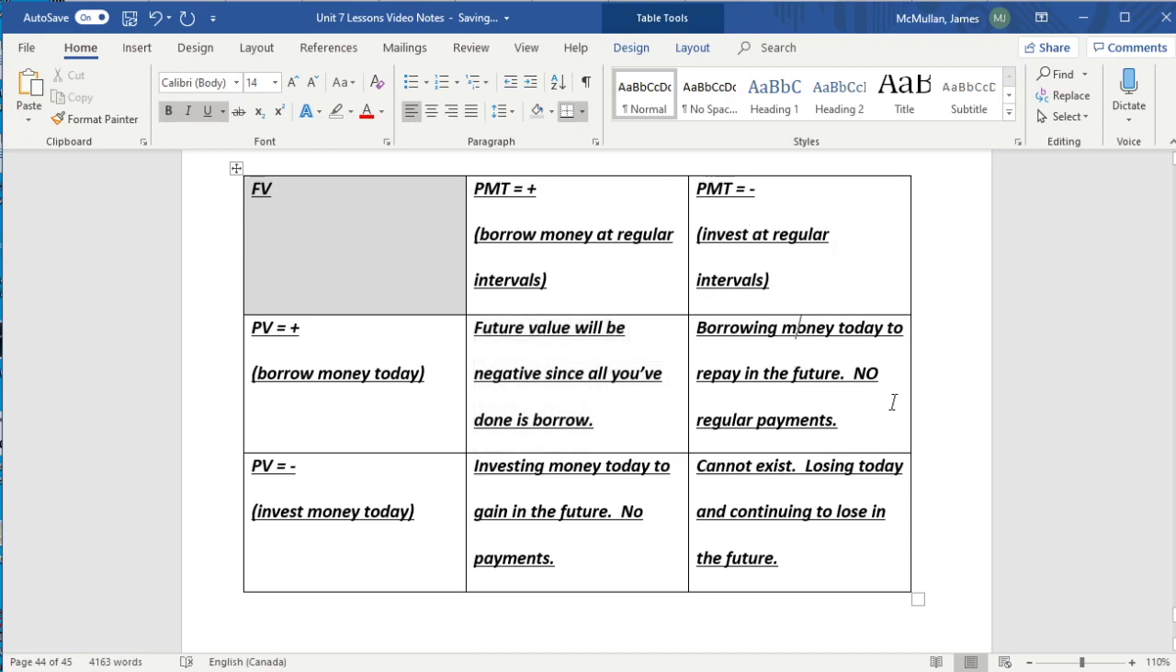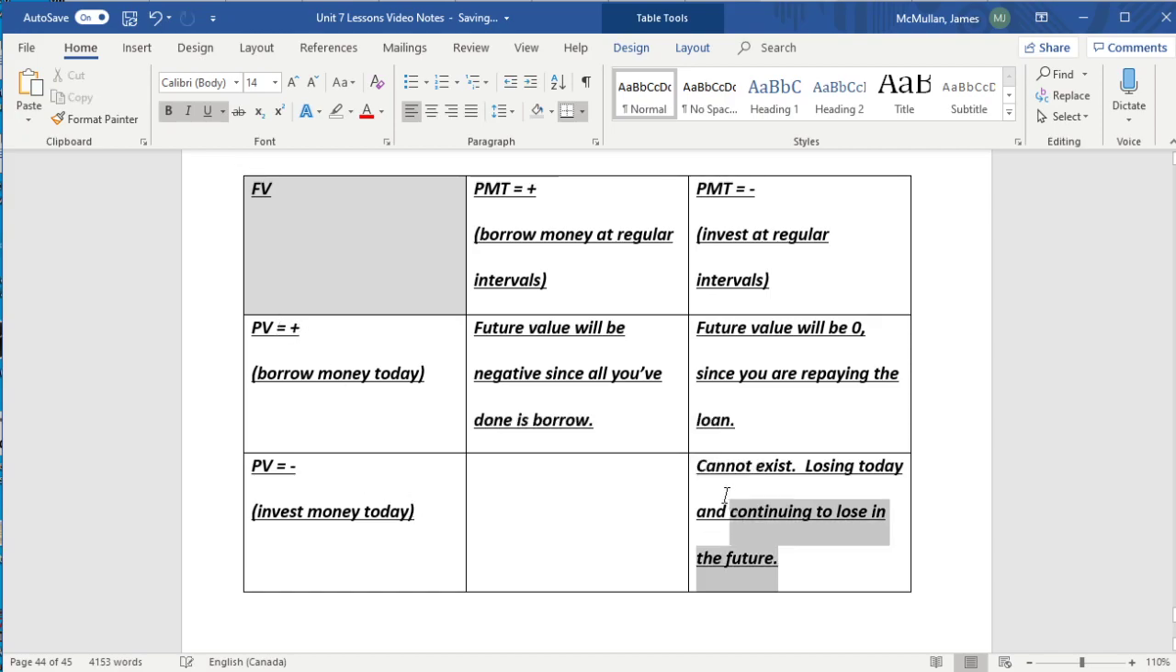Okay, what would happen in this scenario? Present value is positive, payment is negative. In this one, future value will be 0 since you are repaying the loan. Okay, and if you ever see a question that's repaying a loan, you immediately know what to do. Future value is 0, payment is whatever they're paying, present value is whatever they borrowed. Okay, let's do the last two.